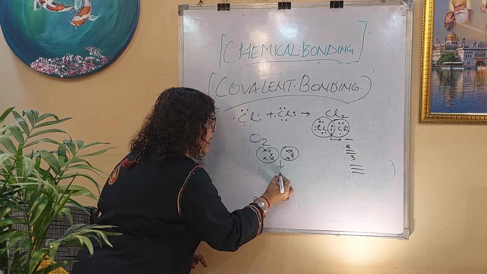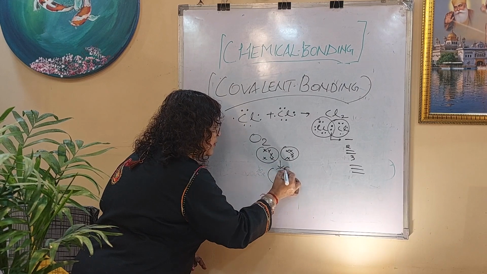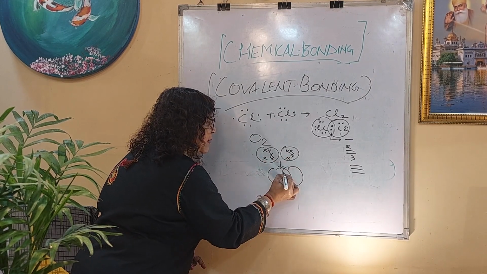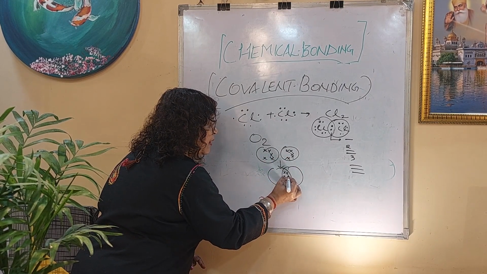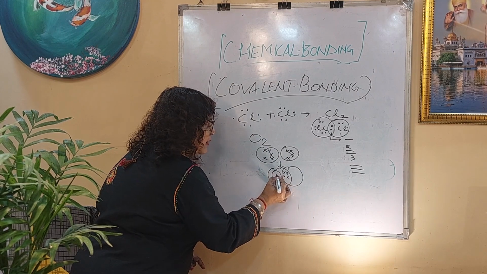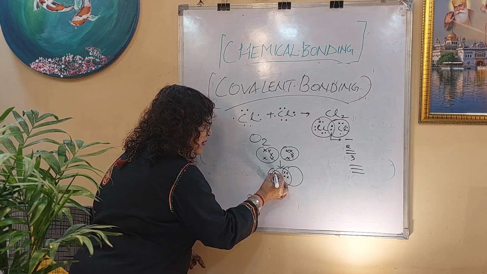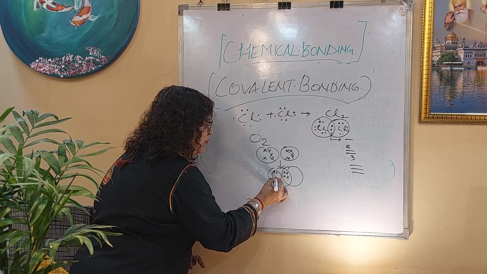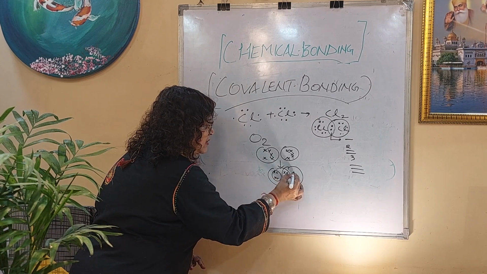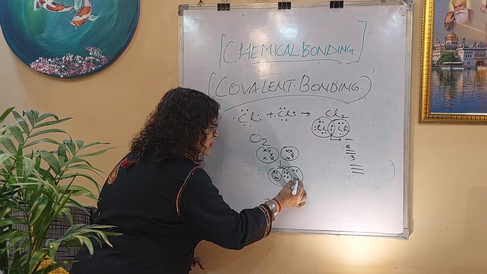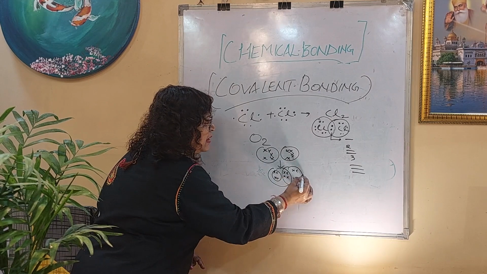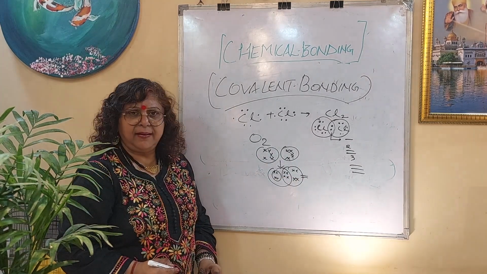When it has to combine, what will it do? It will combine like this. These two will come together, 1, 2 from here, 1, 2 from here. The remaining will be there, 1, 2, 3, 4 here, and 1, 2, 3, 4 here. So 2 electrons are coming from each side, therefore double bonding. Got it?